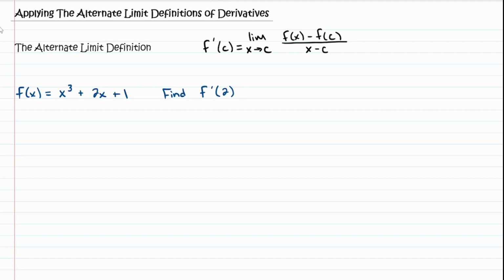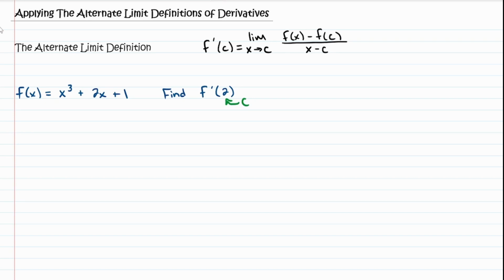So in this case, we have a function x cubed plus 2x plus 1, and they give us a certain point that we want to find the derivative of, f of 2. So the derivative at c equals 2 is what we're looking for, so we know that we need to use the alternate limit definition. So let's go ahead and plug things in. When we're looking at this, our c value is going to be right here. So whatever point they want you to find the derivative at is going to be c. And f of x, that's just our regular f of x function. So let's go ahead and evaluate this.